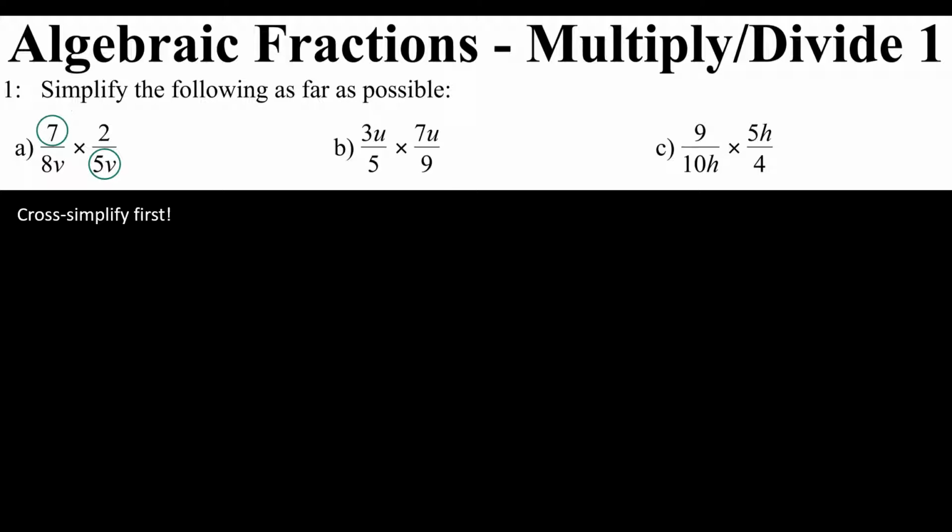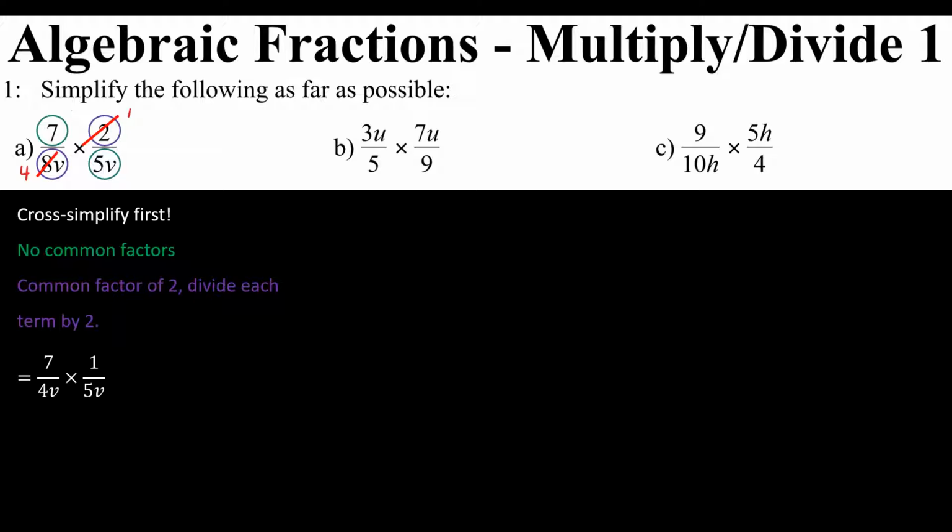So in this case, we've got a 7 and a 5v. So no common factors, there's nothing to cancel. If we look at the other diagonal, we've got a 2 and an 8v. We can divide both of those by 2. So 8 divided by 2 is 4, and 2 divided by 2 is 1. So we rewrite them with the cancelling done. And then the rule with multiplying fractions is you times the top by the top and the bottom by the bottom. So then we have 7 over 20v squared, because remember we have 4 times 5 is 20, v times v gets us to v squared.